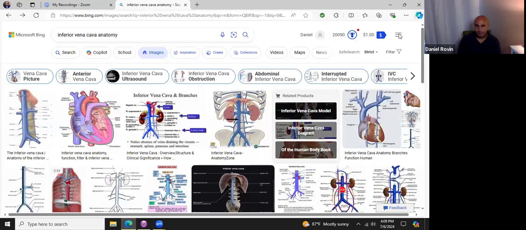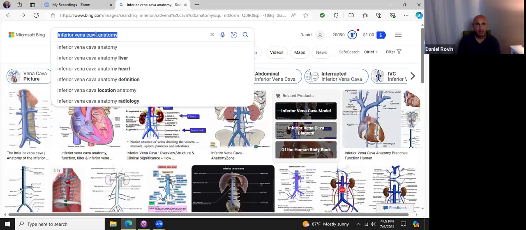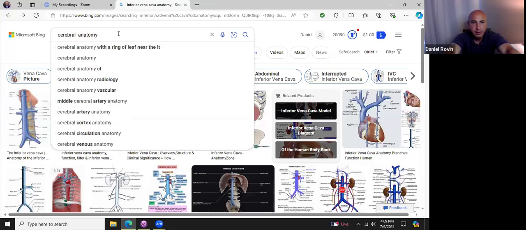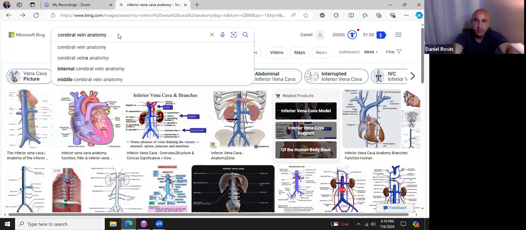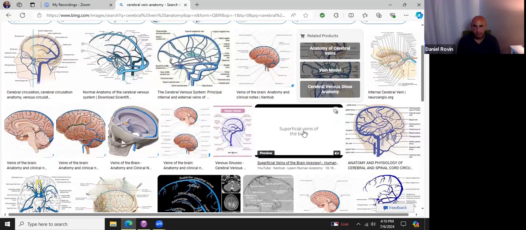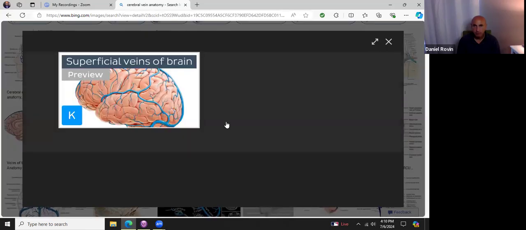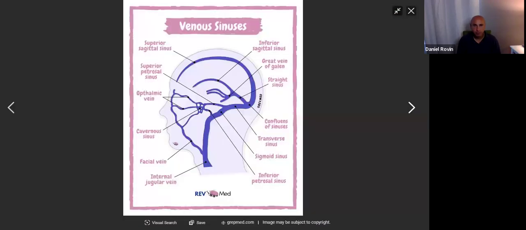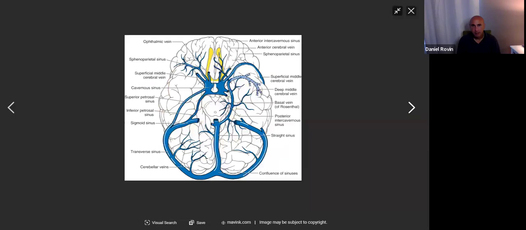All right. So let's go and look at the brain and follow blood down from the brain. And so what I'm going to do is cerebral vein anatomy. And again, we see veins on the cerebrum, right? See these veins? But notice it looks a lot like the arteries. It's not twice as many or 4 times as many. You know why?